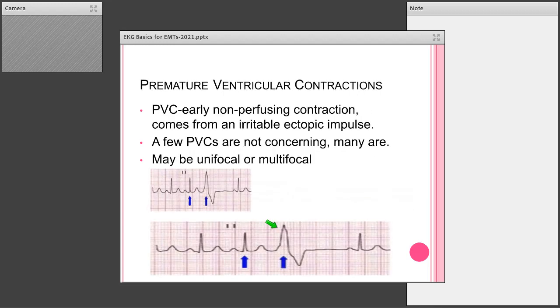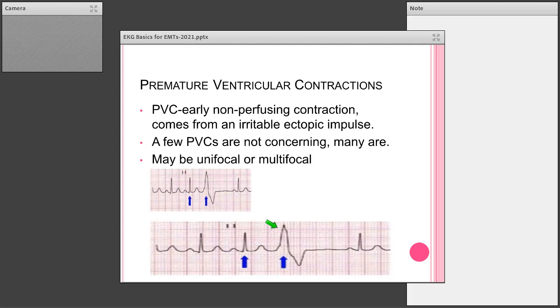Next we have some premature ventricular contractions, or commonly called PVCs. It's an early contraction. Something is irritable in the heart, something in the electrical system is irritable. And that can be caused by trauma, genetic problems. As people get older, they have more PVCs. A few of them are not really a big deal.